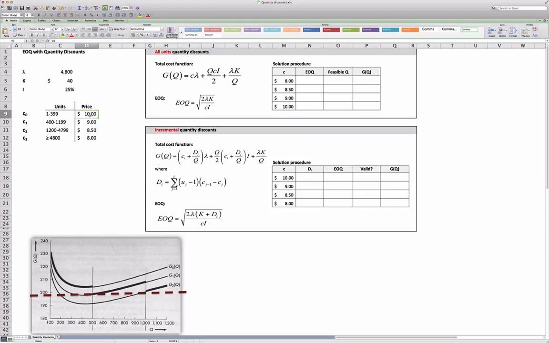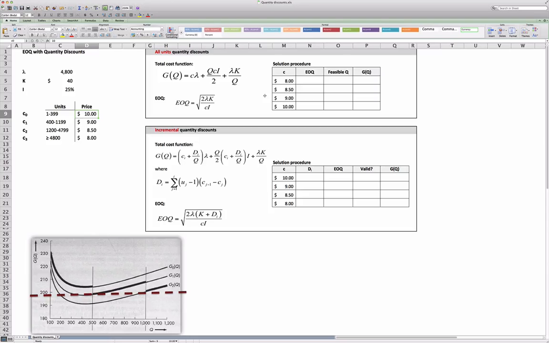In a separate video, I will talk about incremental quantity discounts. In the case of incremental quantity discounts, the discount only applies to the increment of the order quantity that is beyond the respective thresholds. However, for now, let's focus on this upper portion of this table. We will compute the EOQ taking into account the existence of all units quantity discounts.